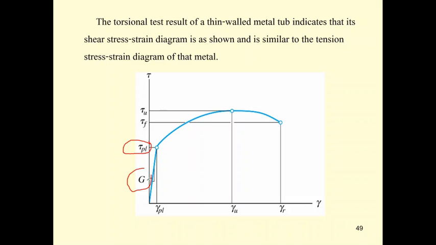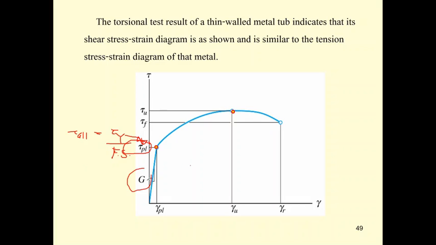Okay, and for the design, we will use the tau allowable, and most of the time we determine the tau allowable by setting it equal to tau sub y, which can be estimated or set to tau sub proportional limit, and then it's divided by the factor of safety. That follows chapter 5 of the mechanics of materials.